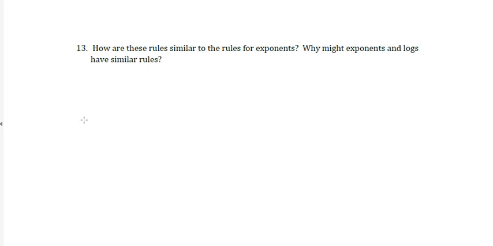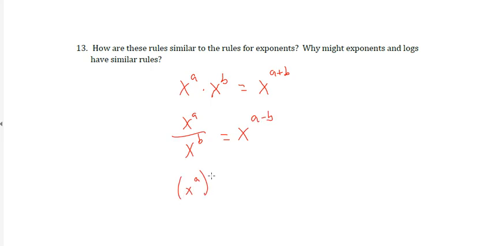One more thing here. It asks, how are these rules similar to the rules for exponents? Well, if you remember, for instance, we have the product rule. We have the quotient rule. And then we have a power of a power rule. That should be an x, sorry. I just got caught up on the a's here.